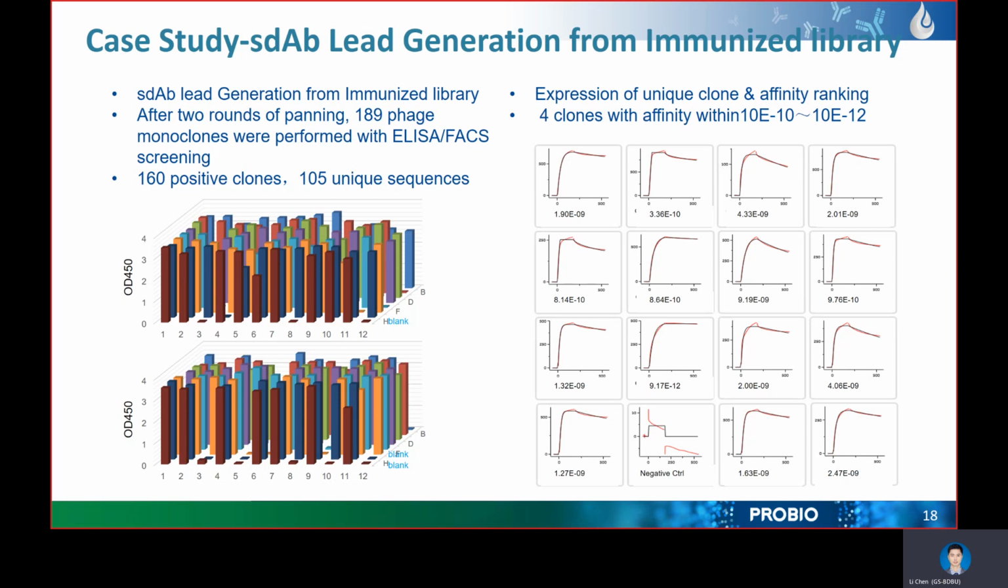Then based on the sequence homology and the cluster, we selected a few representative candidates from each cluster for recombinant production and affinity validation. The top 4 clones showed a picomolar range of KD, from 10 to the minus 10 to 10 to the minus 12.